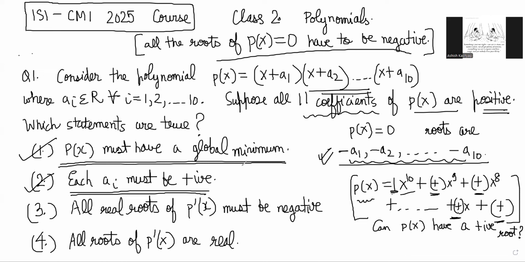Each ai must be positive. It is coming because the roots have to be negative and coefficients are positive. And the roots are already known. Roots are minus a1, minus a2. So from there, we can figure out the sign of a1, a2. I hope it is clear.